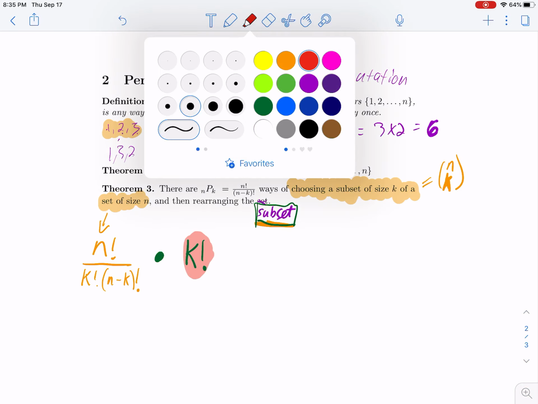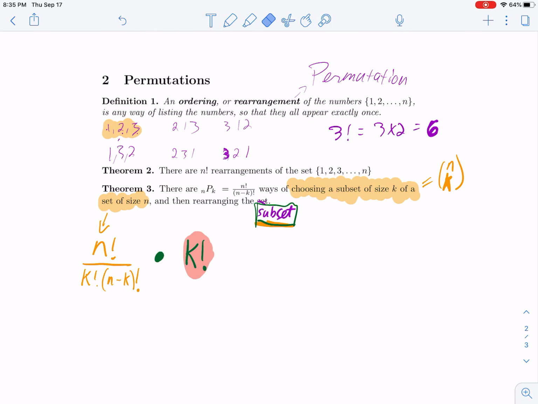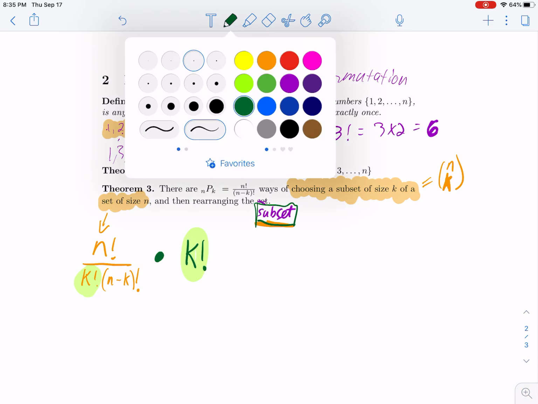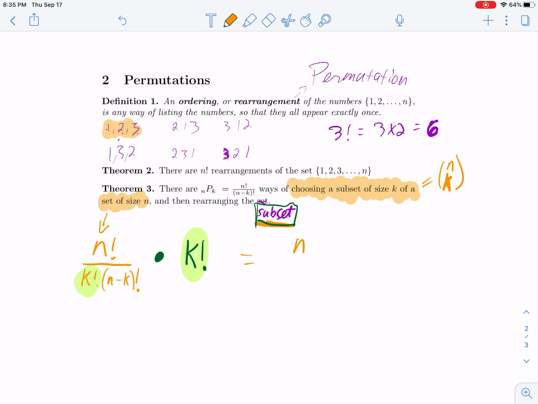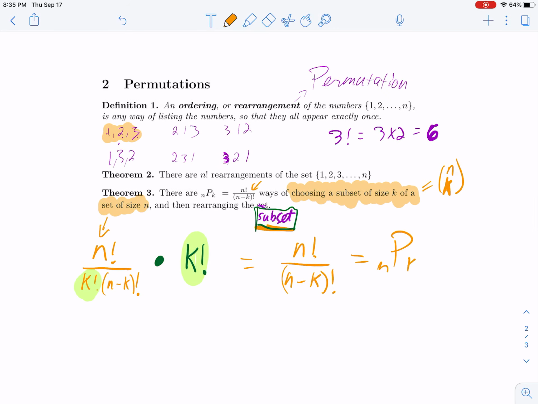Try a different color. How about green? This k factorial and this k factorial will cancel, leaving us with n factorial over n minus k factorial, which is exactly what we have up here. Ding, ding, ding, ding, ding. This is nPk. All right? So this is the reason why that formula works based on the choose formula.